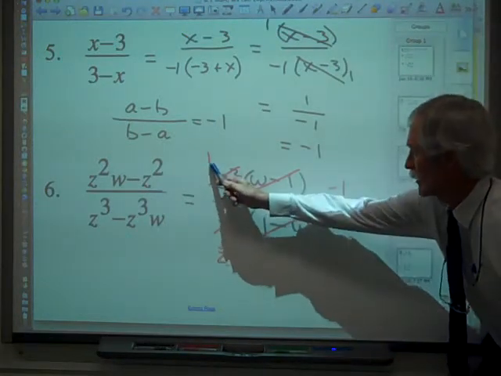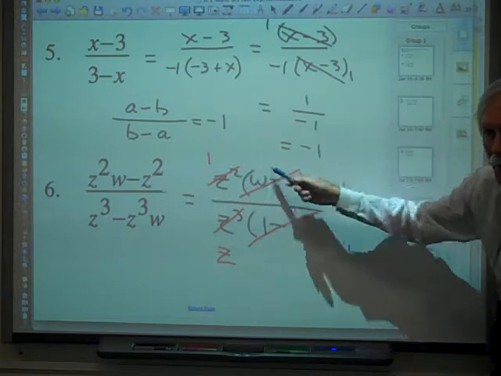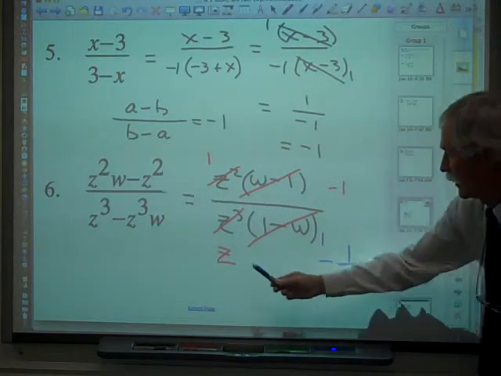So, back, what's on the top? Is there just a 1 left on the top? 1 times 1 is 1. And what's left on the bottom?